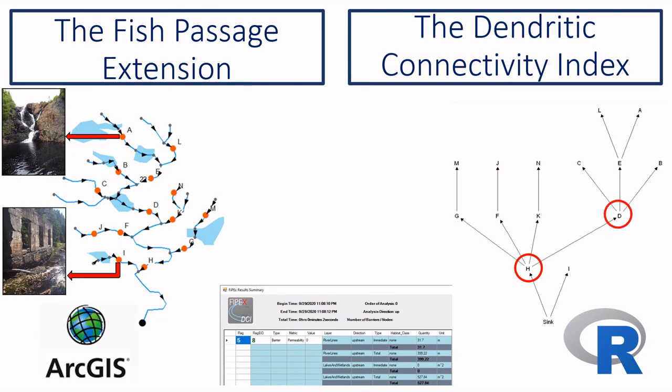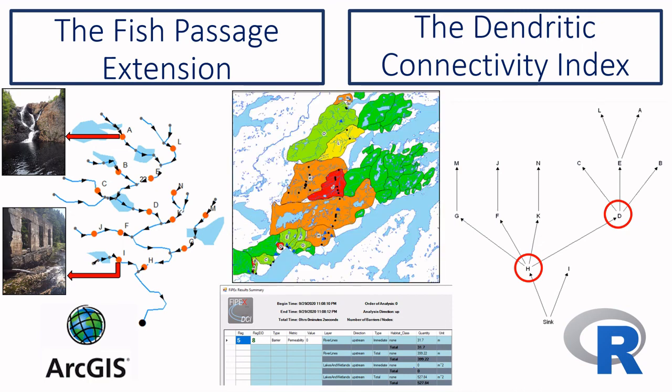From this compiled information, users can then create an informative map of the greater river ecosystem to classify areas of the river network according to their degree of habitat connectivity. However, both FIPEX and the DCI can be used as standalone tools for assessing connectivity.